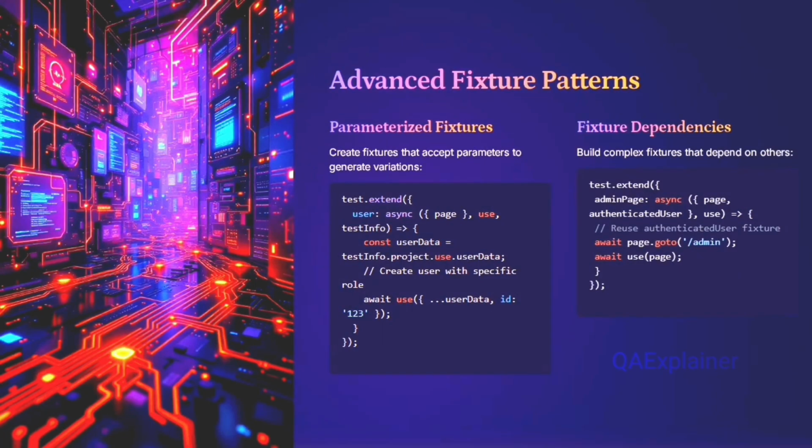Now there are some advanced fixture patterns also. First is parameterized fixture, and another is fixture dependencies. With a parameterized fixture, suppose I want to share some user data, so I can parameterize my user data here. Another is fixture dependencies. Suppose some dependencies are there, like admin page dependencies, I can define inside our fixture dependencies.